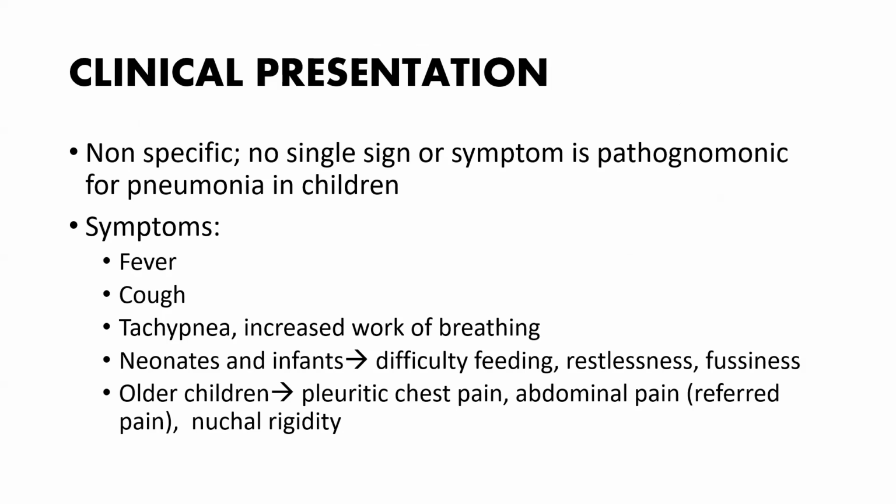So now on to the clinical presentation of pneumonia in the pediatric population. The presentation is non-specific. There is no single sign or symptom that is pathognomonic for pneumonia in children. These symptoms may present as fever, cough, tachypnea, signs of increased work of breathing, such as grunting, lower chest wall indrawing, etc. And then in neonates and infants, you may also have difficulty in feeding, restlessness, and fussiness. Slightly older children may also have pleuritic chest pain, abdominal pain, which is referred pain, as well as nuchal rigidity.